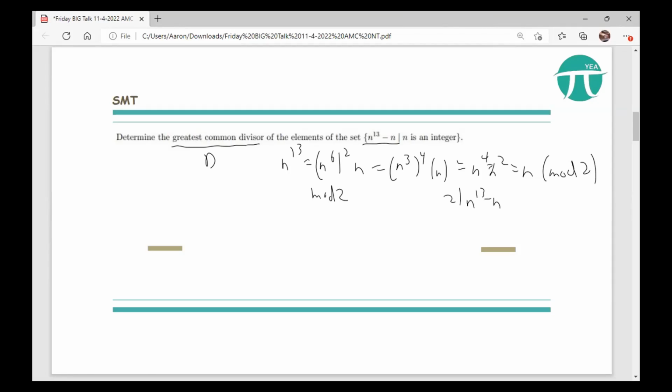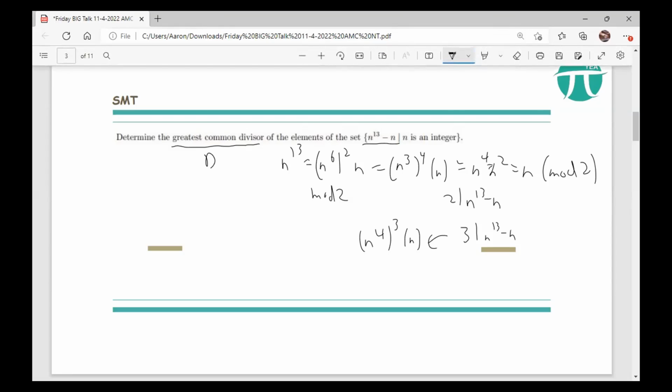Next, another similar thing we can do is to write n to the 13 as n to the 4th to the power of 3 times n. And so this in turn tells us that 3 divides n to the 13 minus n. The notation I'm using here means that A divides B, or that B is a multiple of A.